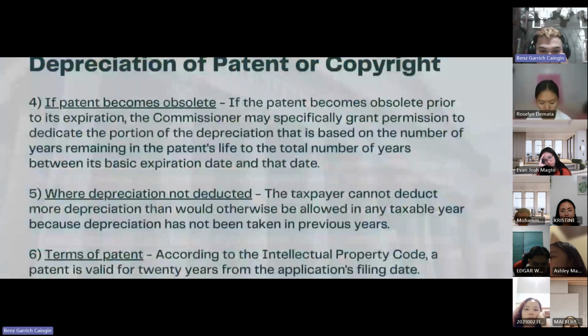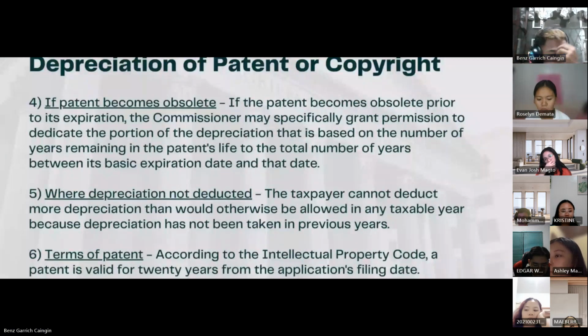What if the patent becomes obsolete? If the patent becomes obsolete prior to its expiration, the commissioner may specifically grant permission to dedicate a portion of the depreciation that is based on the number of years remaining in the patent's life to the total number of years between its basic expiration date and that date.